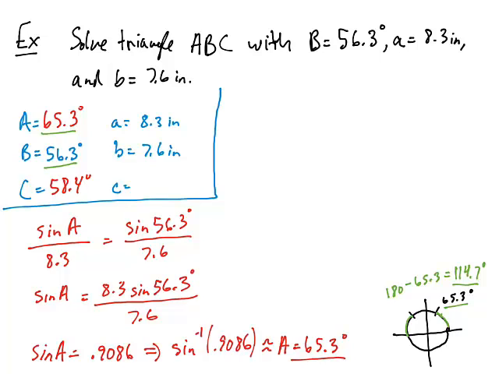Now if I add 56.3 plus 114.7, we get 171. So that is not greater than 180. What that tells us is there are 9 degrees left over for angle C. So what this tells us is there are two possible triangles.